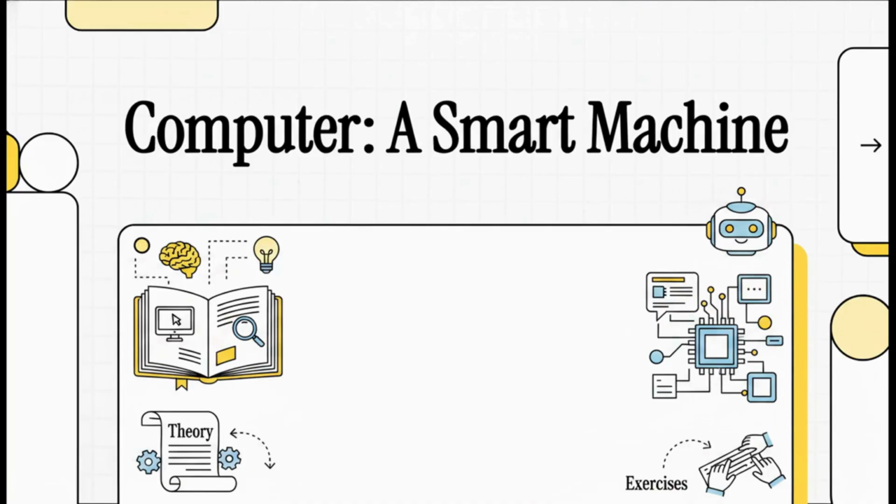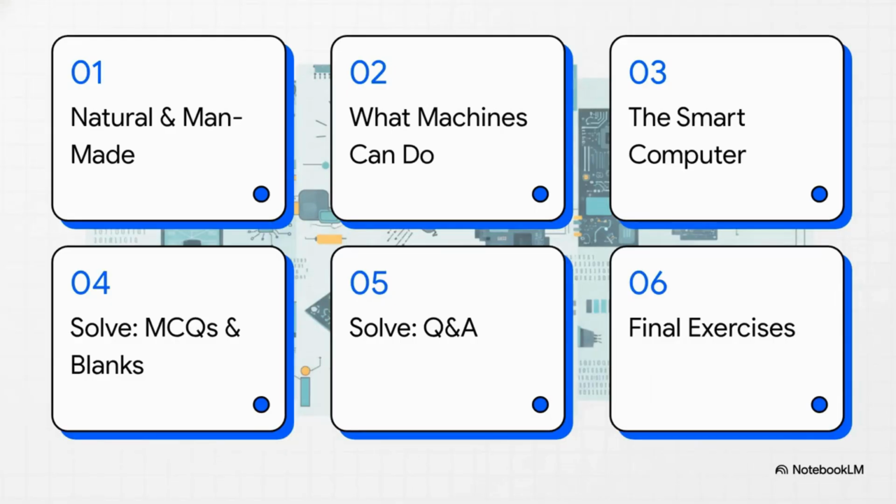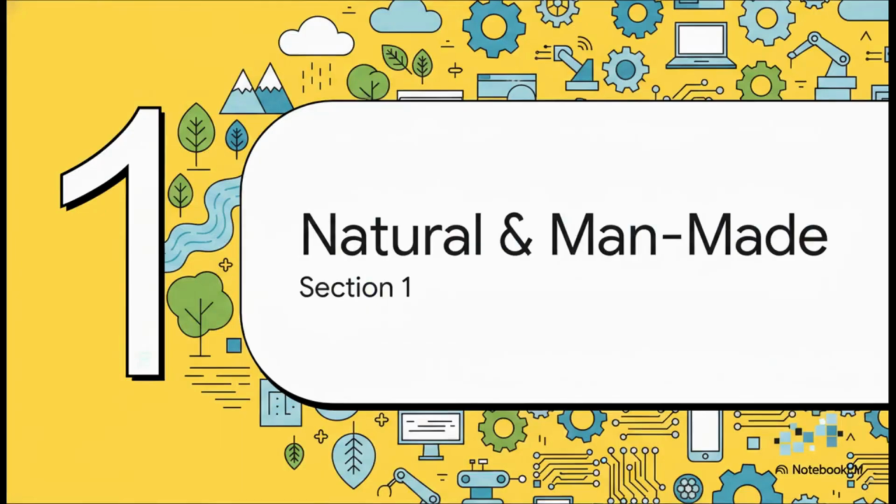Let's get into it. Here's our learning journey for today. We'll cover natural and man-made things, look at what machines can do, explore the smart computer, and finally, we'll solve the MCQs, the Q&A, and the final application exercises. All right, starting off with Section 1, Natural and Man-Made Things.